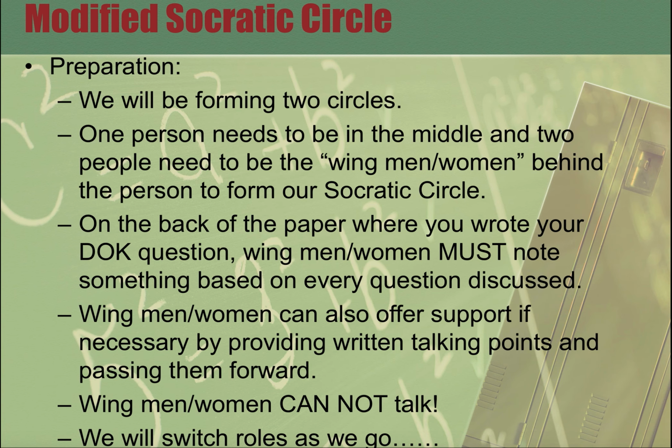So as he described, the Socratic circle is a questioning strategy used in classrooms. Typically you'll see two circles formed in a classroom, and then the inner circle are the ones being asked the questions and responding, while the outer circle is kind of listening and taking notes. I recommend doing a modified Socratic circle, particularly at the elementary level, because it gives people a little bit more responsibility. And the way you do that is that you still have your center circle, but behind each person in the center are two people who are the wingmen or wing women.